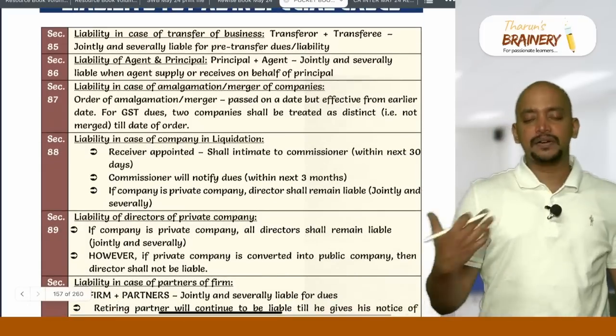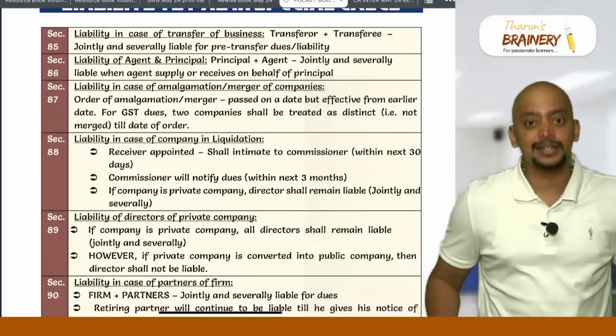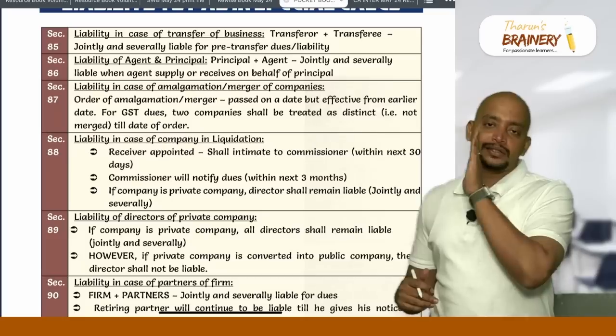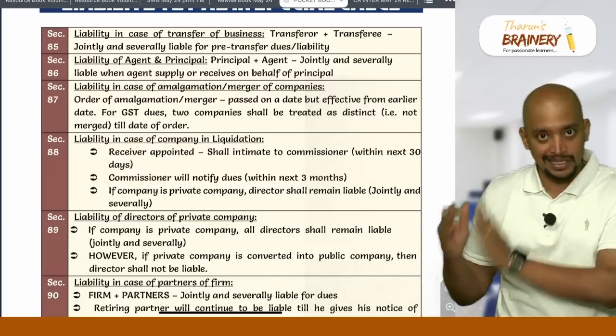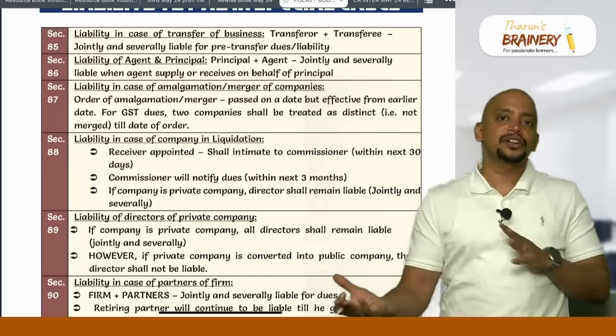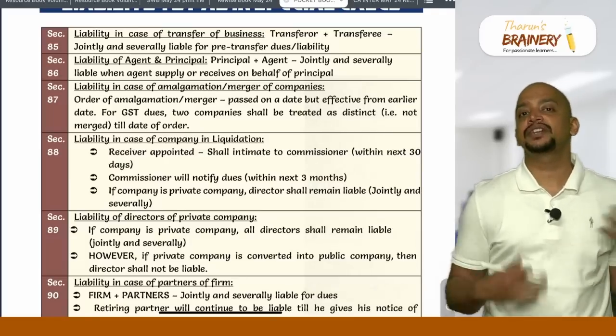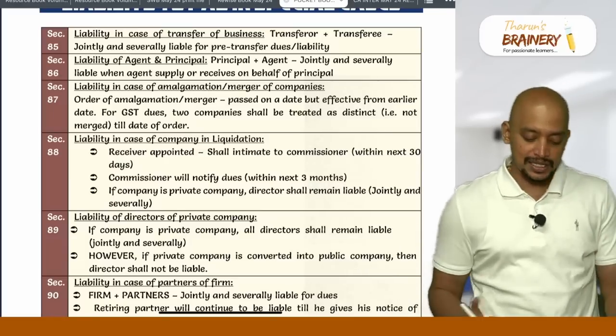Then in case of amalgamation or merger of two companies, even though in principle they got the approval, only when the court passes the order are they called amalgamated or merged companies. Until that point of time, if there is any transaction between them, that will be treated as a transaction between two different parties and liability to pay GST arises.